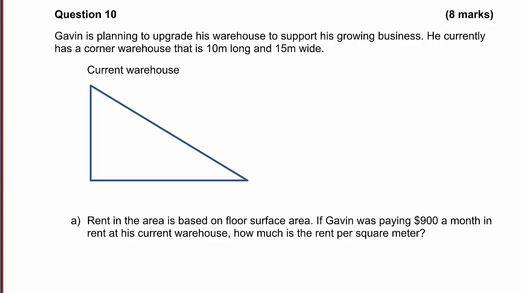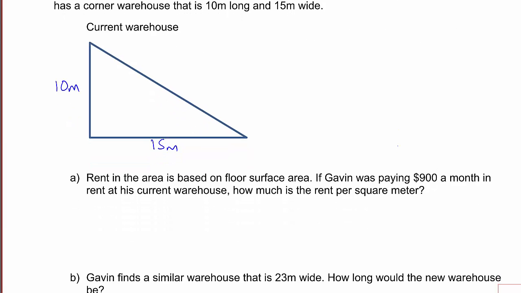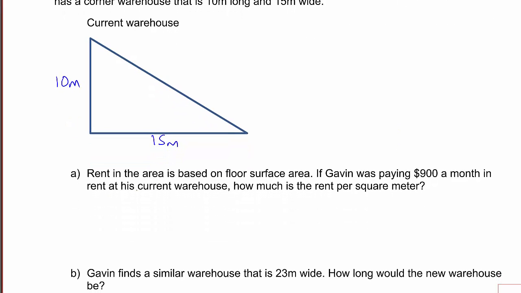Gavin is planning to upgrade his warehouse to support his growing business. He currently has a corner warehouse that's 10 metres long and 15 metres wide, and it's in the shape of a triangle. So this must be 10 metres and this must be 15 metres. Rent in the area is based on floor surface area.